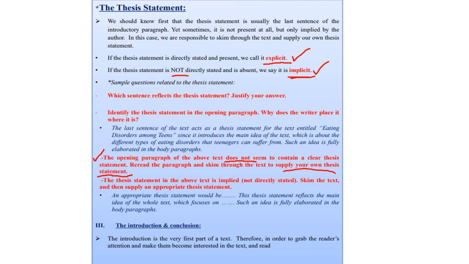And this is another type of way or method I would ask you this question. The thesis statement in the above text is implied. Skim the text and then supply an appropriate thesis statement. How would you answer? An appropriate thesis statement would be, okay, the main idea. This thesis statement reflects the main idea of the whole text, which focuses on, here you put the main idea, of course. Such an idea is fully elaborated. Elaborated means discussed, okay, in the body paragraphs. Now, the introduction and the conclusion, how are they related? We know very well that the conclusion generally restates the main idea written in the introduction.